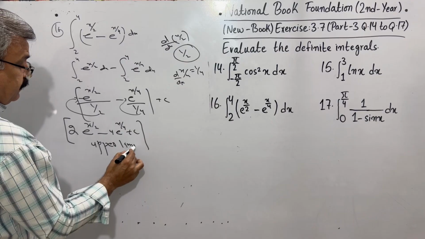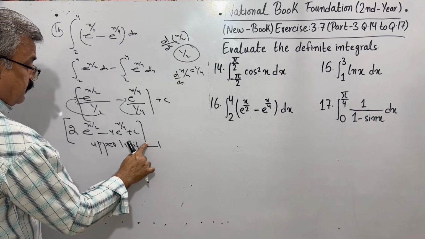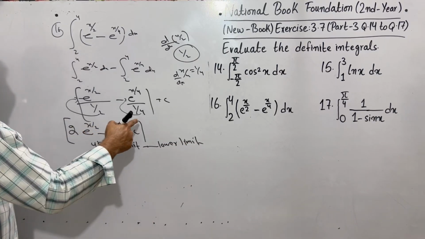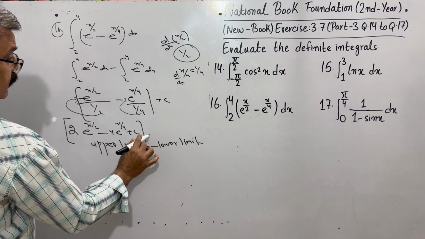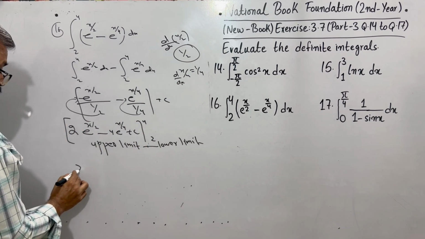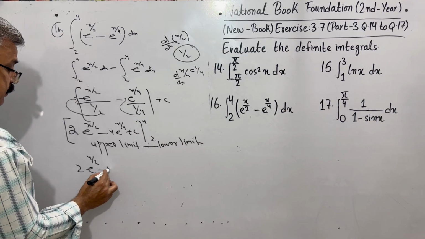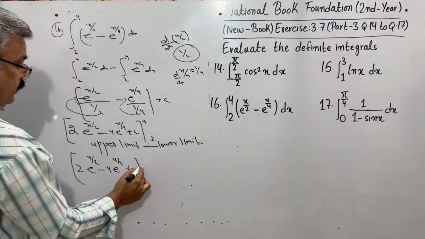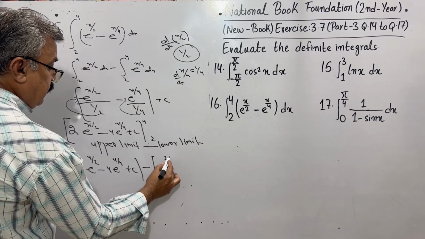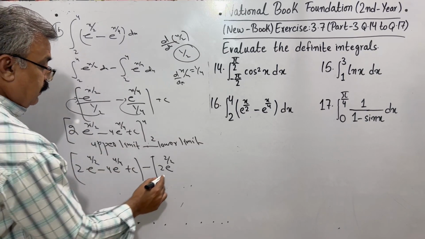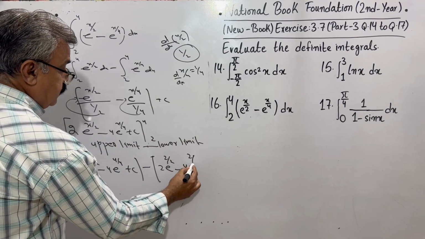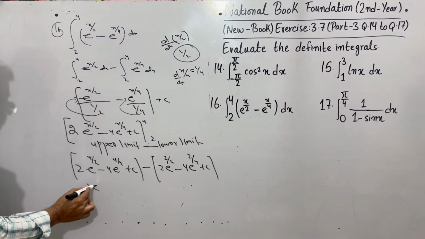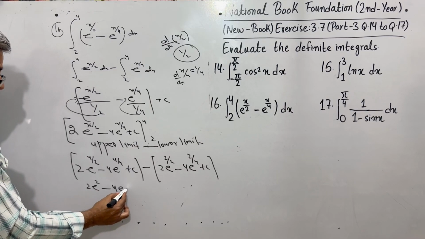Upper limit minus lower limit. First adopt 2 to 4. Our limits are 2 to 4. First 4: 2 e raised 4 over 2 minus 4 e raised 4 over 4 plus c, that's my upper limit, minus 2 e raised, instead of x insert 2, lower limit, minus 4 e raised 2 over 4 plus c. We are left here with 2 e squared minus 4 e plus c.